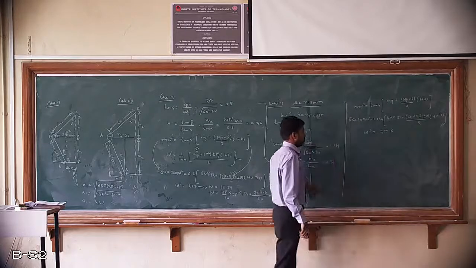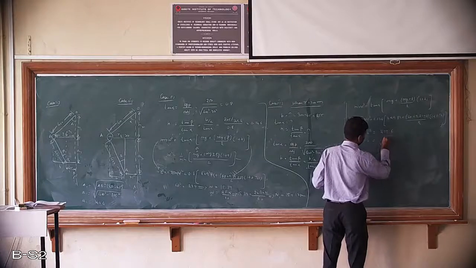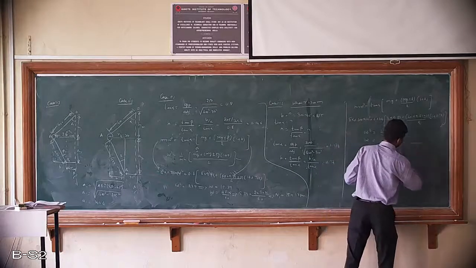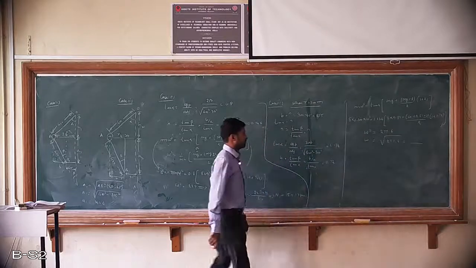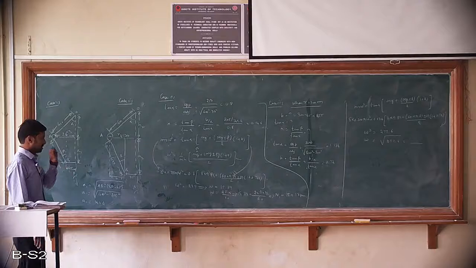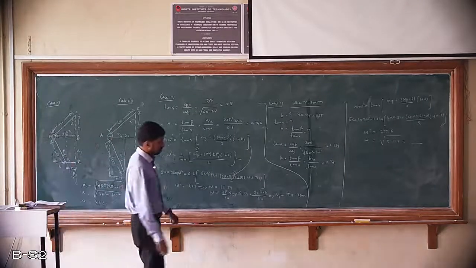277.6. So you can find out the value of omega, that is under root of 277.6. So you are going to get the value of omega. But our question is not over. What has he asked? He has asked us to find out the speed. So how to get the speed?